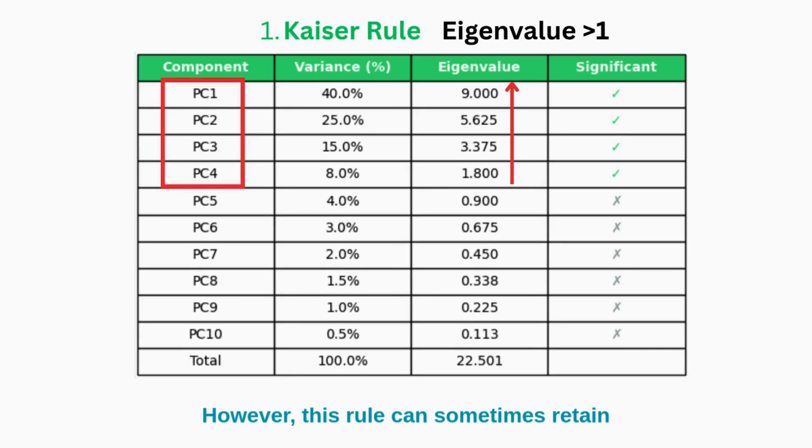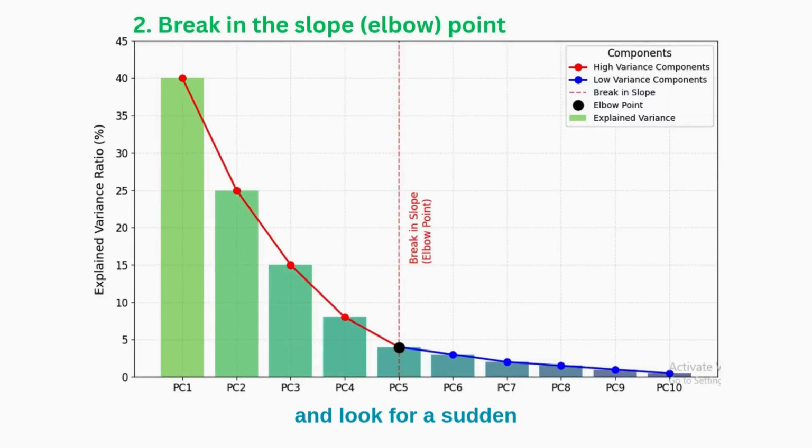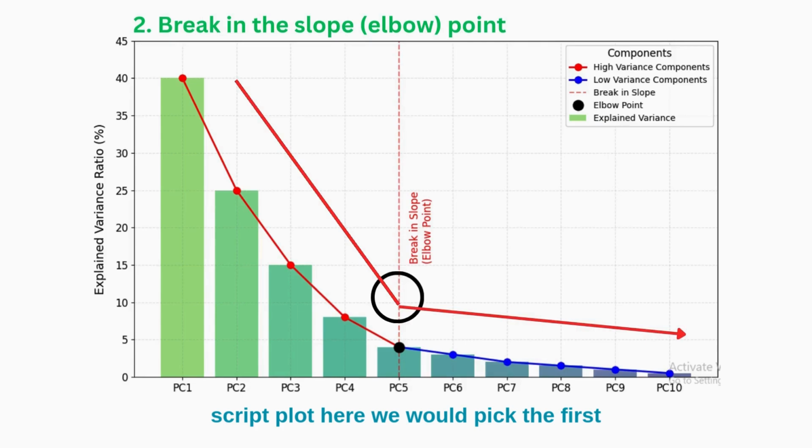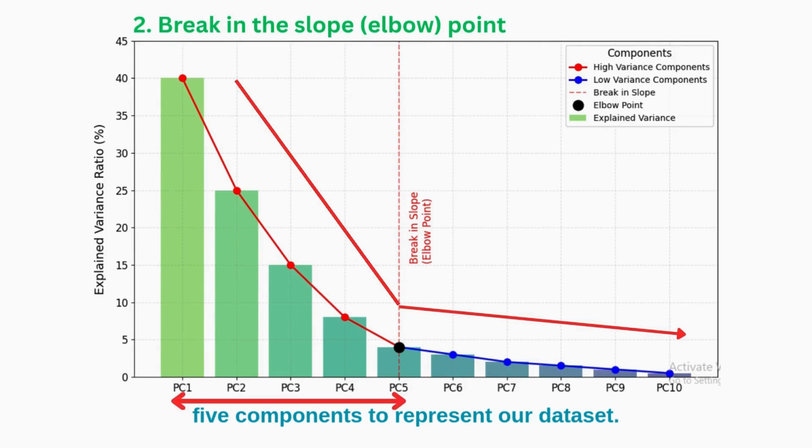However, this rule can sometimes retain too many components when many principal components have eigenvalues just slightly greater than 1. Sometimes it can even retain too few principal components. In such cases, we use the scree plot and look for a sudden break in the slope, also known as the elbow point. The break is visible here. It looks like an elbow point. Based on this scree plot, here we would pick the first 5 components to represent our dataset.